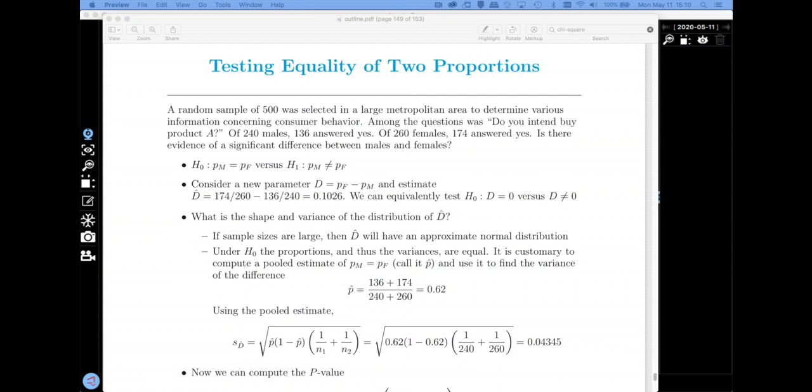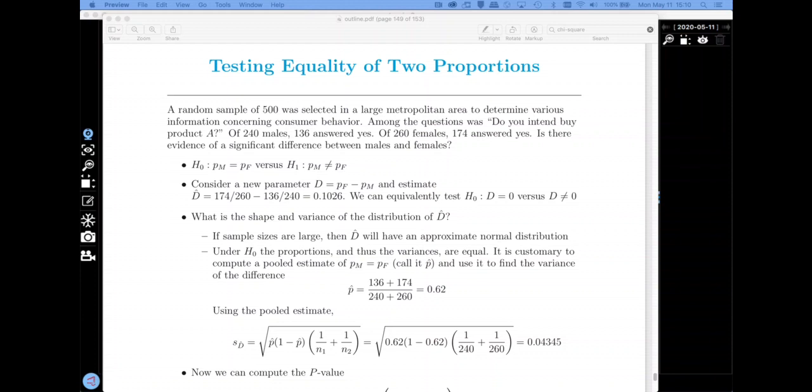One of the questions that was asked on this survey was, do you intend to buy some product? And I'm interested in whether there are differences across genders. Among the 500 people included in this study, 240 were male, and of those, 136 said yes, I'm interested in whatever product A is, while the remainder of my sample, so 260, were females, and 174 answered yes. So the question is whether there's evidence that there's a difference between males and females in terms of their preference for product A.